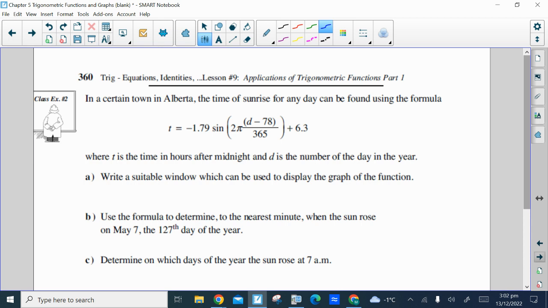In a certain Alberta town, time of sunrise for any day can be found using this formula. So I would probably rewrite it just a little bit different, so it's in the form that we're used to dealing with. If we look at what's happening inside those big rounded brackets, you've got 2 pi being multiplied by d minus 78 and then divided by 365. So we can put the 2 pi over 365 and then d minus 78. That's the same thing. That's just the format that we're used to seeing it in.